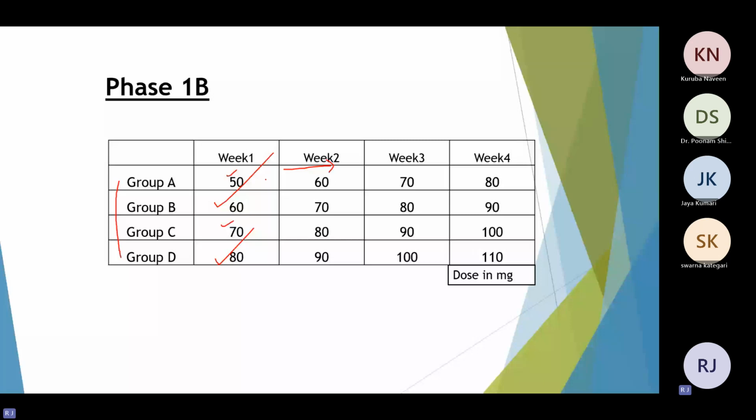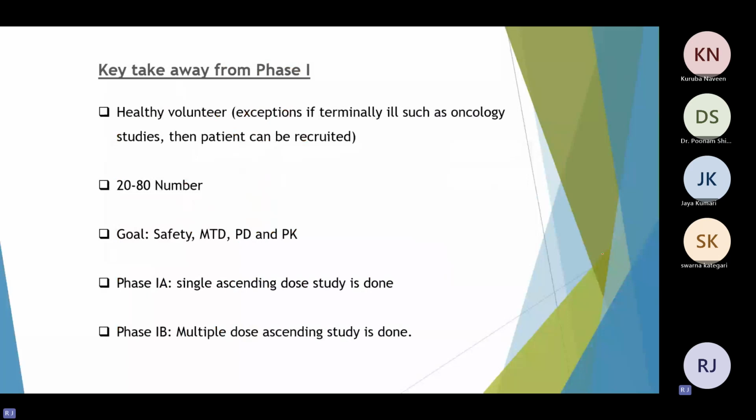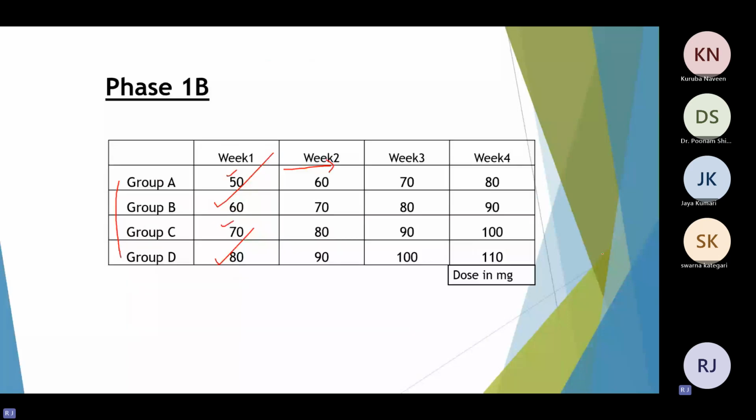Again we'll do the same thing. We'll take the blood sample and we'll see whether any subjects are having abnormal lab parameters or abnormal ECG or anything else. Now everybody is clear, right, about phase 1A and phase 1B? If anybody has any question, please let me know before we proceed with phase 2.